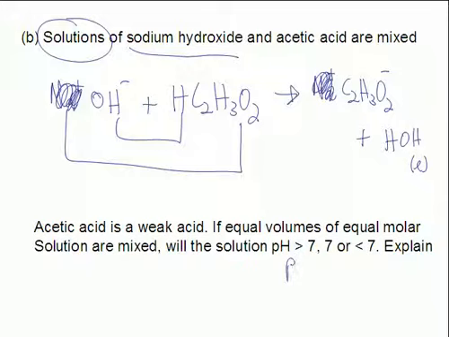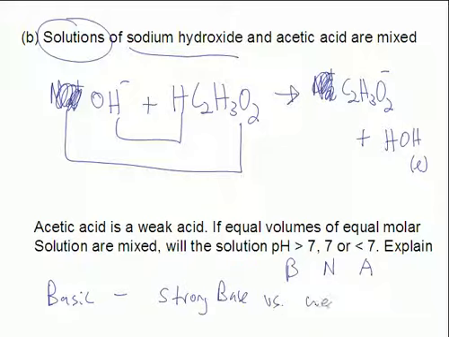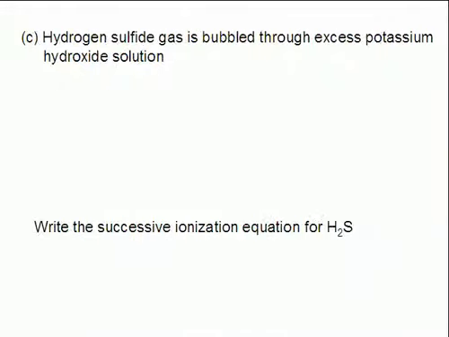It asks if it's basic, pH greater than 7, neutral, pH equal to 7, or acidic, pH less than 7. The answer is basic. Okay, strong base versus a weak acid. In this case, the strong base is going to beat out the weak acid.